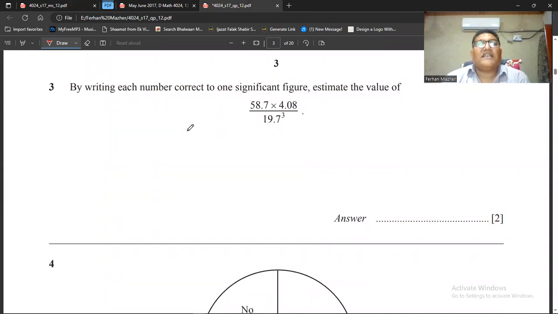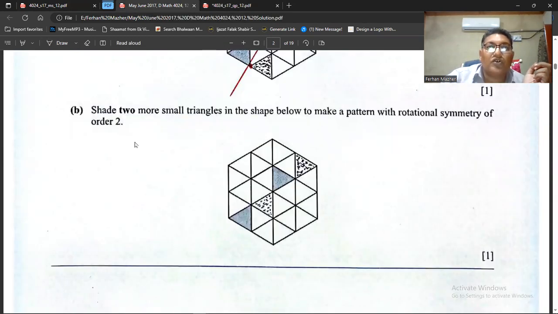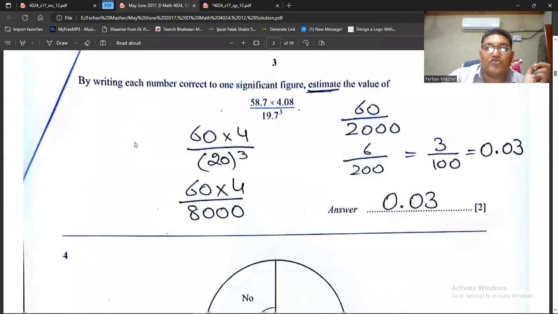Question number 3. By writing each number correct to one significant figure, estimate, this word is important, estimate the value of. So this will become 60, this will become 4, this will become 20 raised to power 3. So let me show you my solution. You will have 60 multiply 4 divided by 20 cube. 20 cube is 8,000. So you will have 60 multiply 4 divided by 8,000. Cancel with the 2, we have cancelled with the 4. So you will have 6 by 200. That will be 3 by 100.